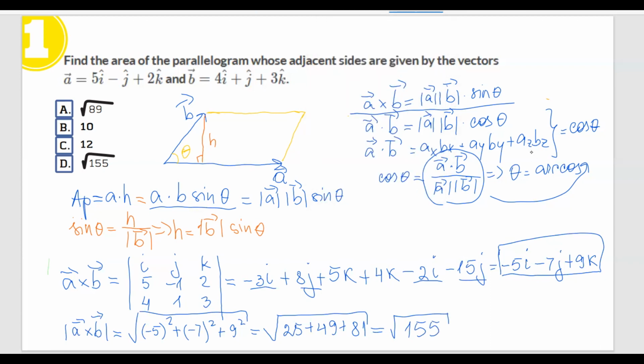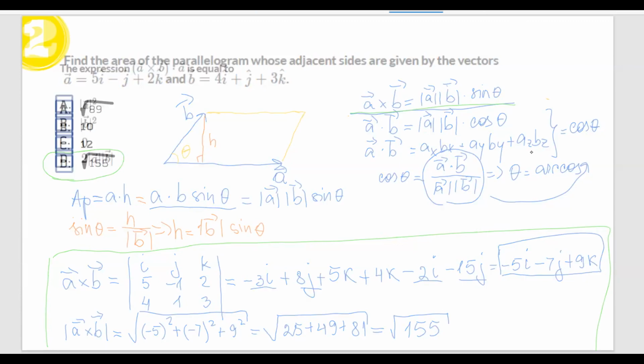So the reason I did this method is because it is a lot faster. I actually encourage you to go ahead and use the other method, where you use a dot product to calculate the angle, and then you come back to your initial formula and substitute and prove to yourself that you're going to get the same exact answer. So the correct answer is D. Square root of 155 is the area of this parallelogram.